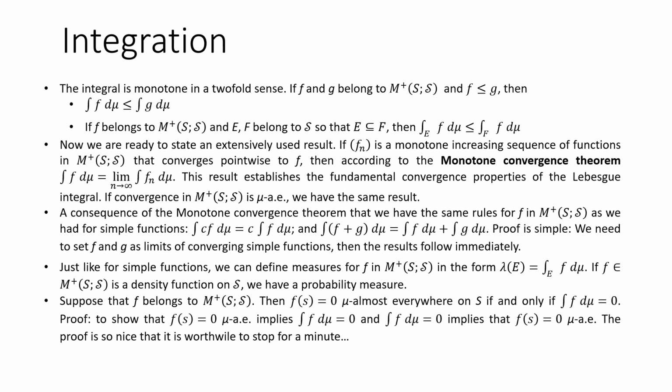A consequence of the monotone convergence theorem is that we have the same rules for any functions in the space of non-negative, real-valued, measurable functions as we had for measurable simple functions. For instance, the integral of the sum of functions in M plus is the sum of the integrals of the individual functions. We skip the proof, but it is very simple. All we need to do is to set the functions f and g as the limits of sequences in M plus, and the result follows immediately.